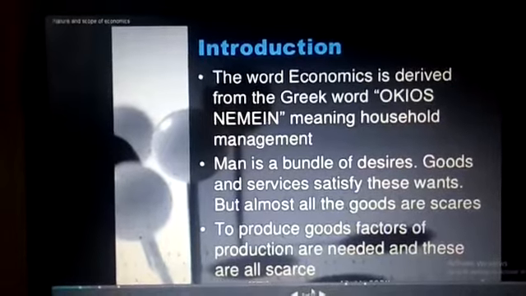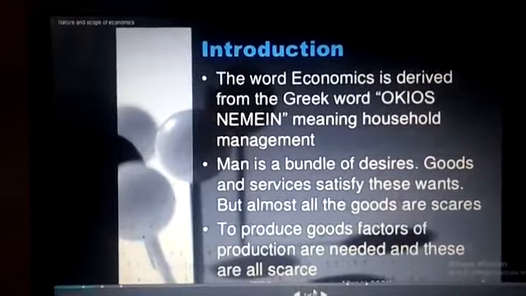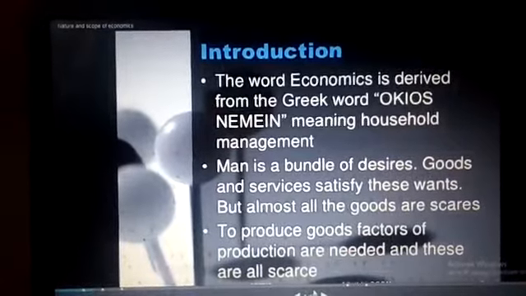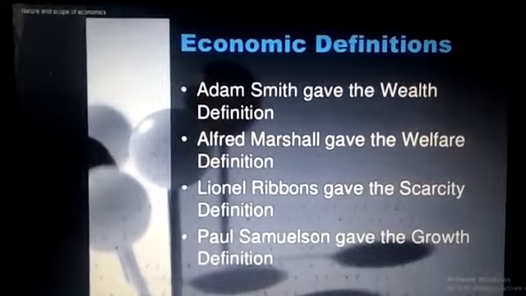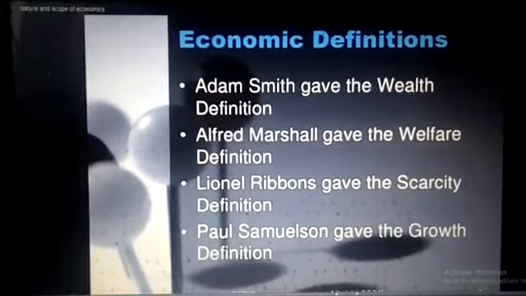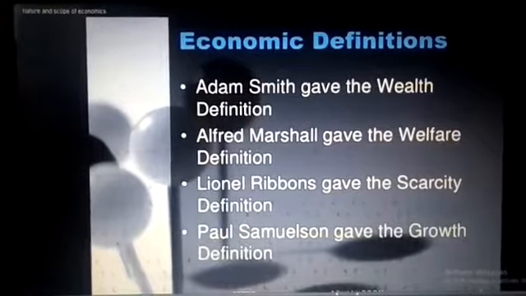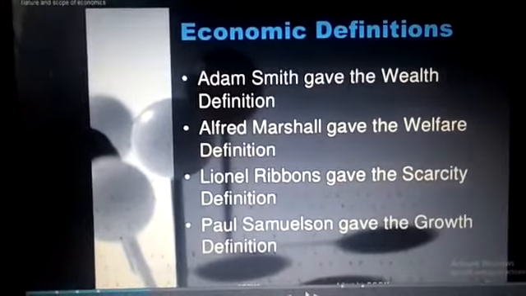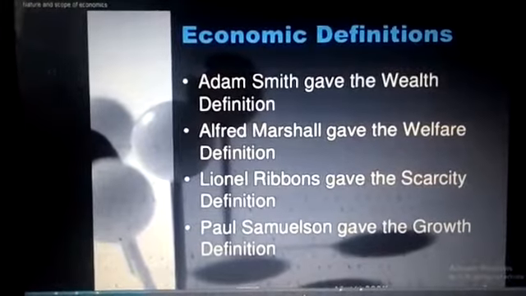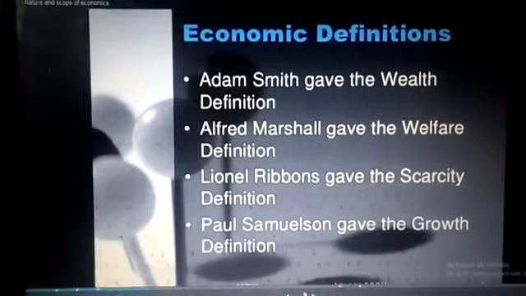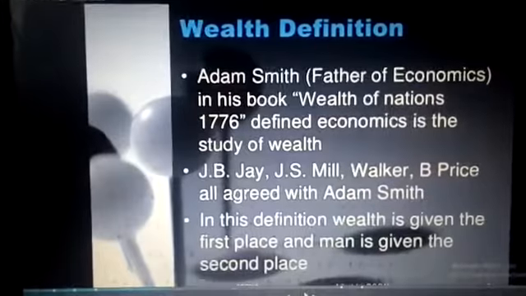Here there are different authors who explained their different points of view. There are a few authors who gave precise economic definitions. Adam Smith gives the wealth definition, and Alfred Marshall gave the welfare definition. Lionel Robbins gives the scarcity definition, and Paul Samuelson gives the growth definition.